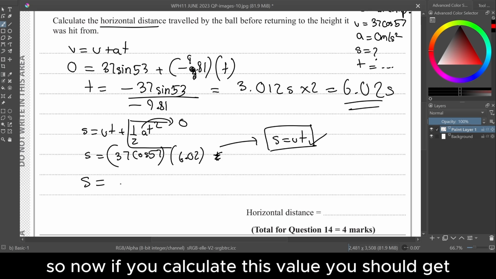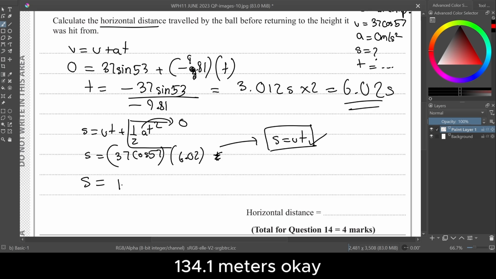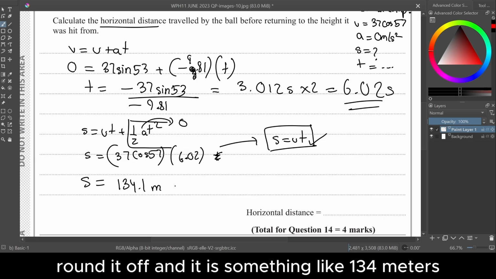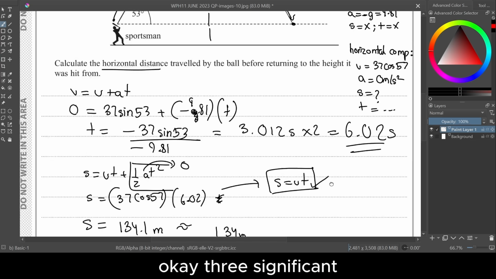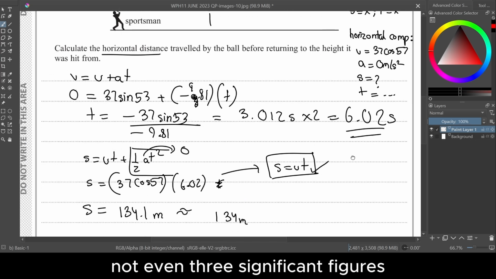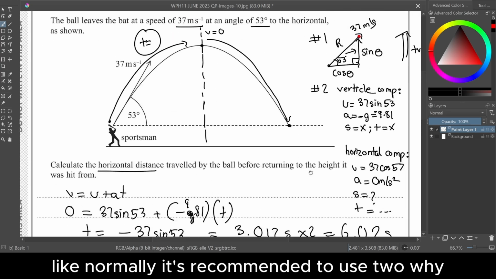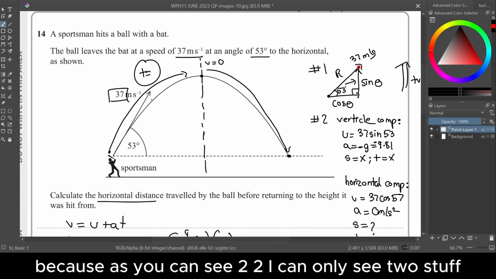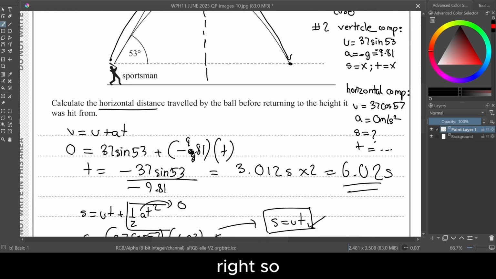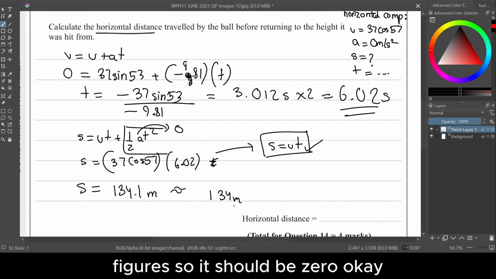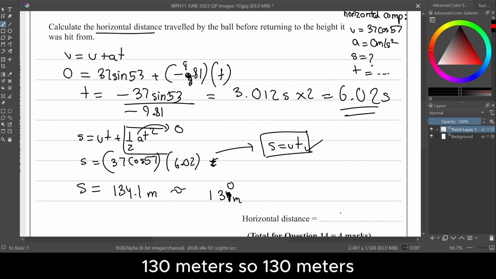So now if you calculate this value, you should get 134.1 meters, rounded off, something like 134 meters. Not even three significant figures. Normally it's recommended to use 2, because as you can see, I can only see 2 significant figures in the question. So it's better to convert it into 2 significant figures. So it should be 130 meters. So this is your final answer.